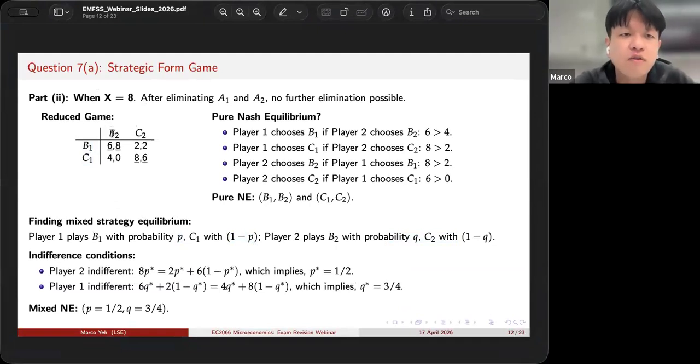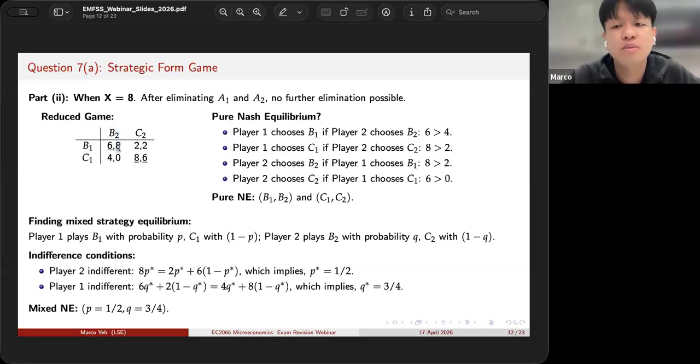Player 2 has to be indifferent between B2 and C2, given player 1 is playing P and 1 minus P on B1 and C1. What is the expected payoff if I play B2? I'm player 2. I will get 8 if player 1 plays B1. I will get 0 if player 1 plays C1. So what is the expected payoff? 8 times the probability P that player 1 plays B1, 0 times the probability that player 1 is playing C1. So I get only 8P.